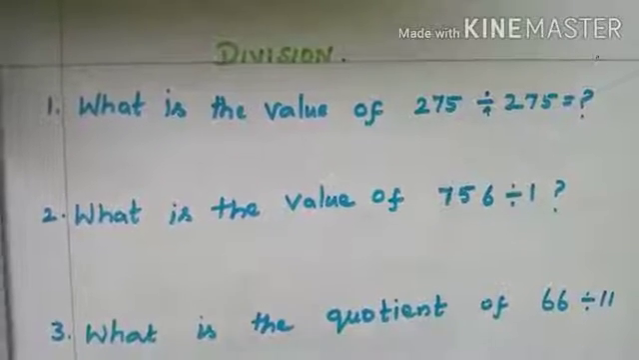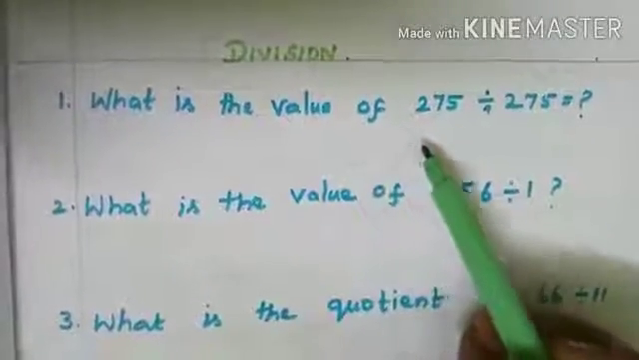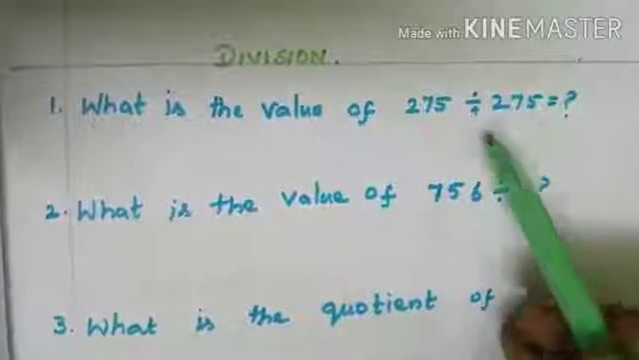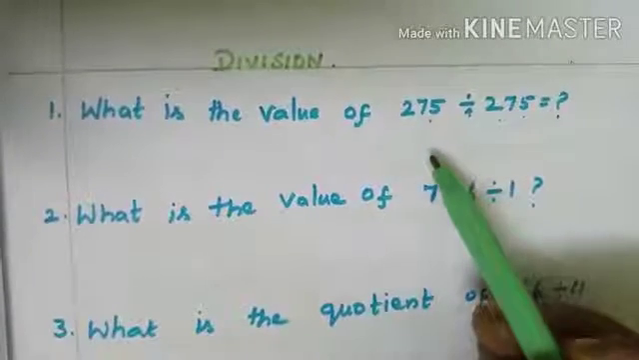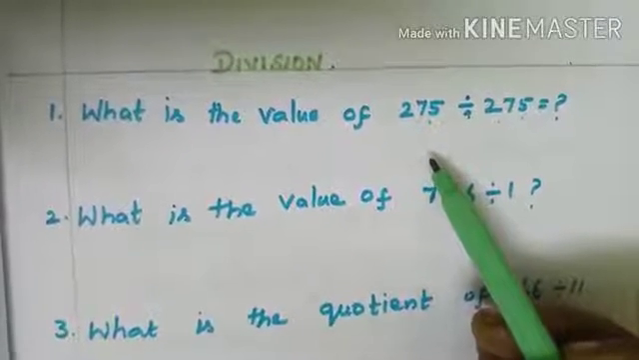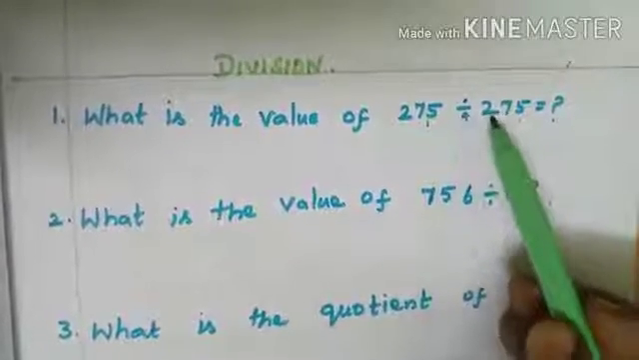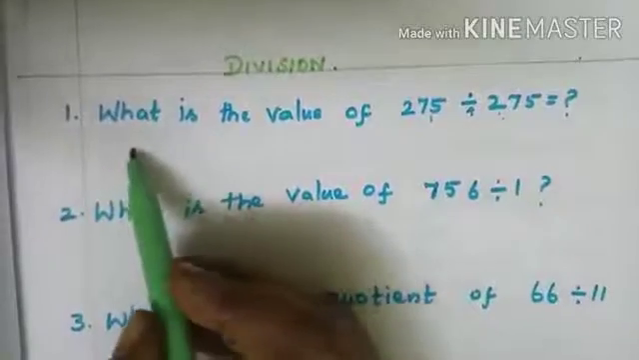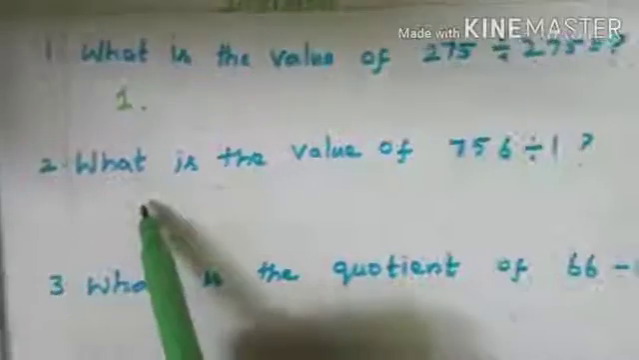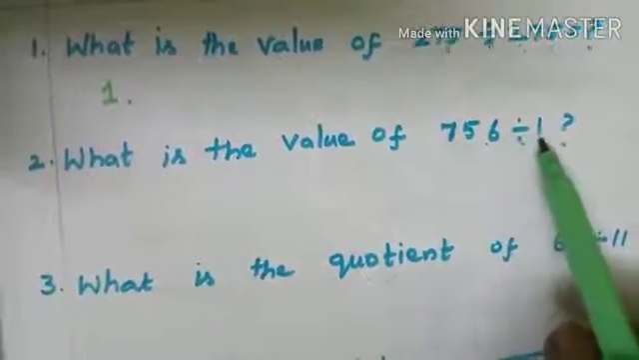Yes. The first question is, what is the value of 275 divided by 275? So, when a number is divided by itself, what will we be getting? Yes, the answer will be 1, isn't it? So, 275 divided by 275, the answer is 1.